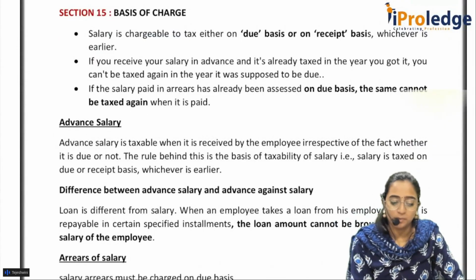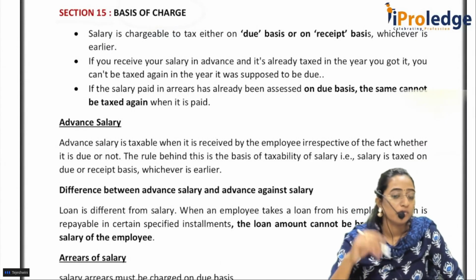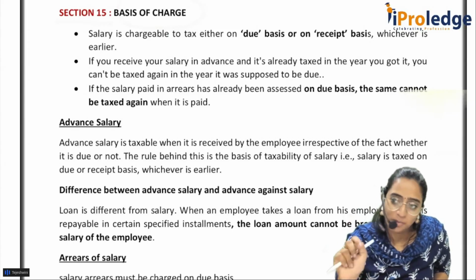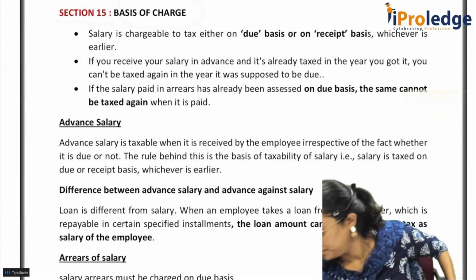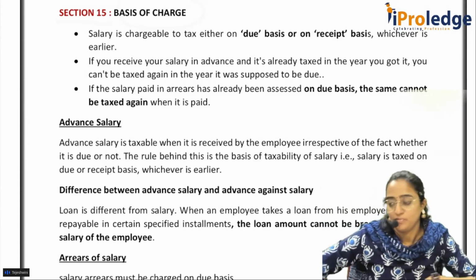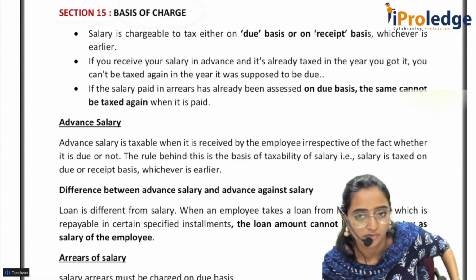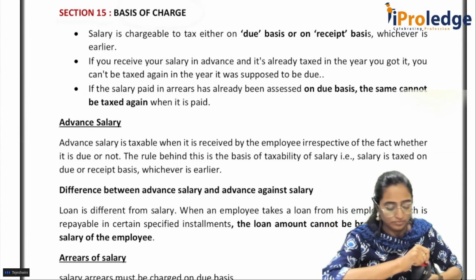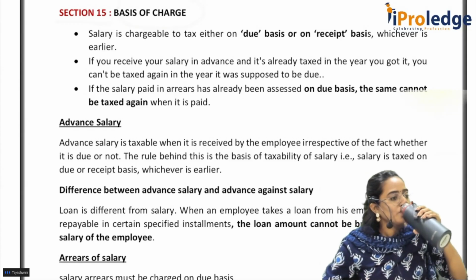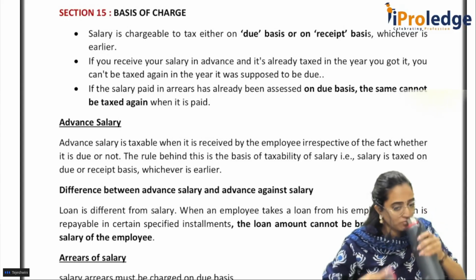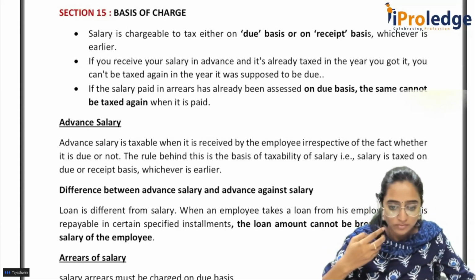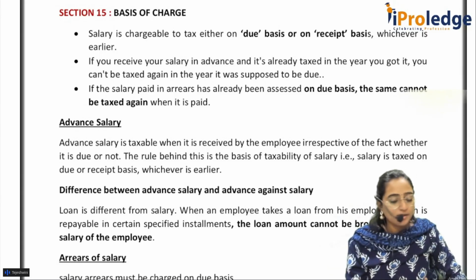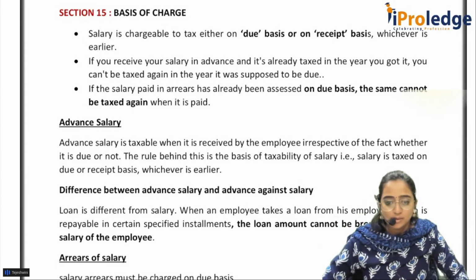First of all, try to understand the basis of charge. Section 15 speaks about basis of charge, stating when salary will actually be taxable. Salary is taxable if you are in an employer-employee relationship. What is my PY which is applicable for my exam? AY 24-25. Basically, the salary is charged on due basis or receipt basis, whichever is earlier.